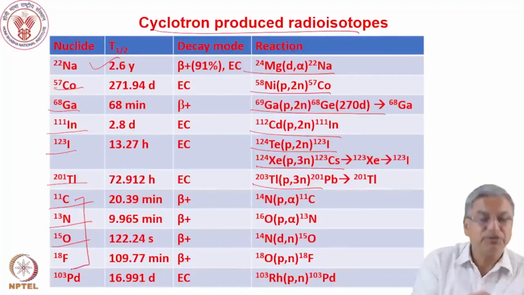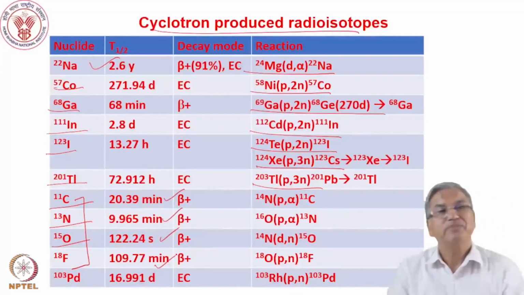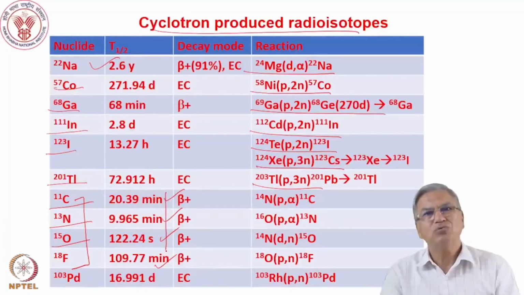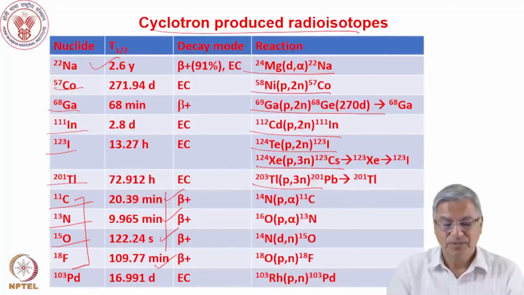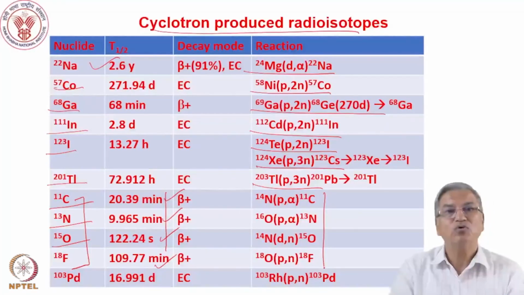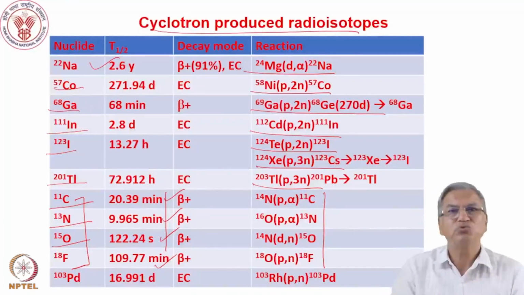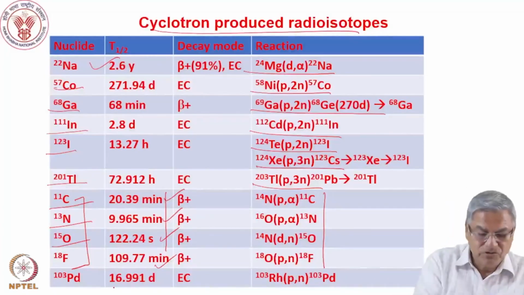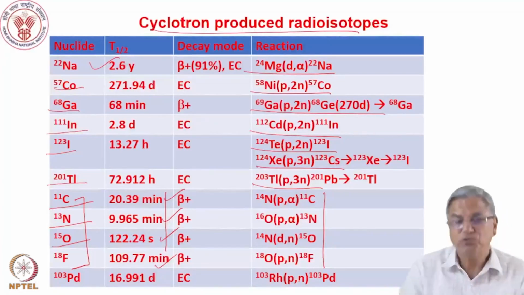These are all positron emitters, short-lived ones. You can see 20 minutes, 9 minutes, 122 seconds and 109 minutes. They are all positron emitters. For some of these isotopes, the cyclotron is coupled to the PET facility directly because half-lives are very short. These are the reactions used for producing these positron emitters, and they are widely used in PET pharmacy. Palladium-103, 16 days, again from rhodium-103 (p,n) reaction.